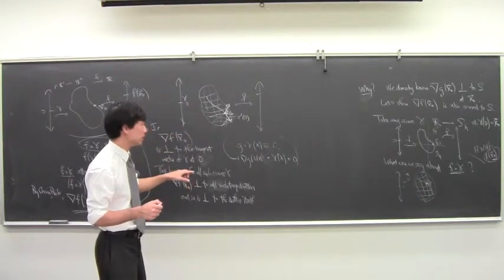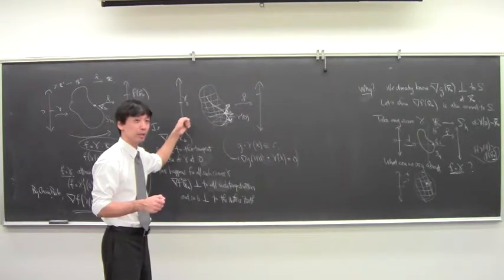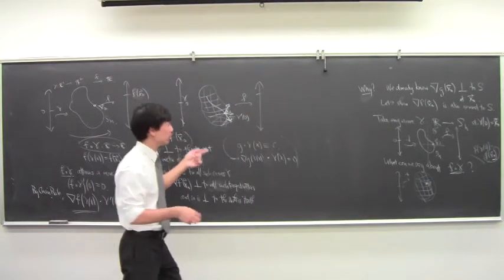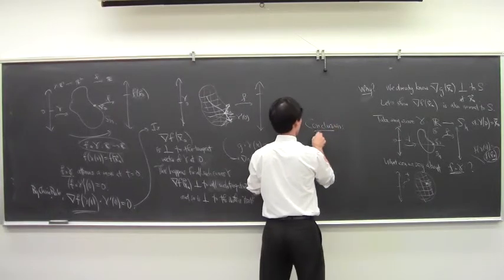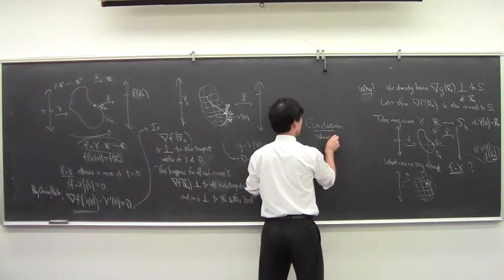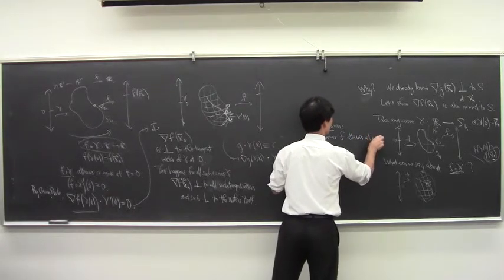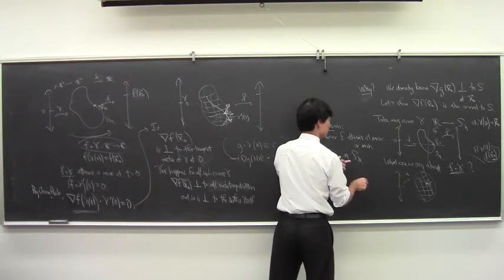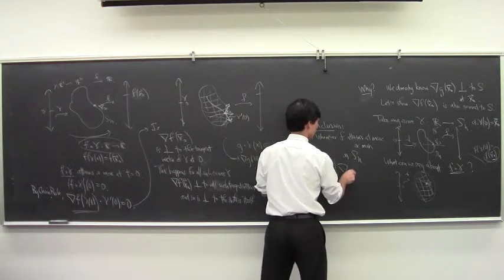What we see from this is that wherever f has a max, it's going to be perpendicular to the surface. So the gradient's going to be perpendicular. We're just calling that x naught. So that's the conclusion: wherever f attains a max or min on this level surface of g, the gradient of f will be perpendicular to the gradient of g.